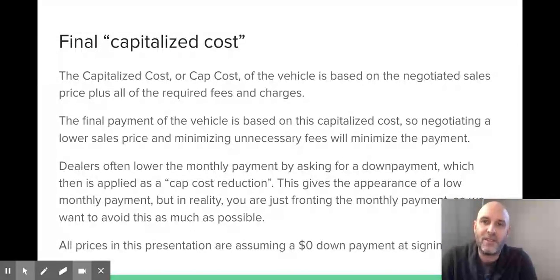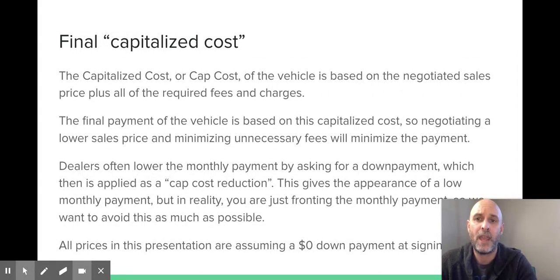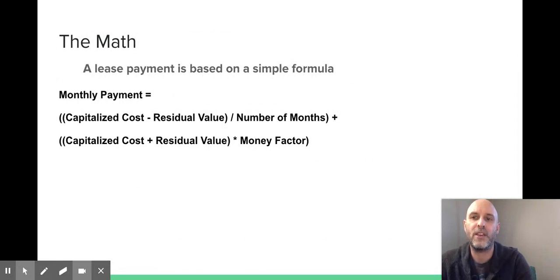So it brings us into final capitalized costs. We mentioned that formula before, where the formula is cap cost minus residual value divided by the number of months. The capitalized cost is the vehicle negotiated sale price plus all those required fees and charges. So if we go back, all these different fees, add them into whatever you actually negotiate the sale price of the car, and the final payment is based on this cap cost. So it's why the sale price is so important. It's the only part of this formula that you can go back to. If we go back here, capitalized cost is made up of a bunch of fees you can't get around, plus the sale price. You can move the sale price.